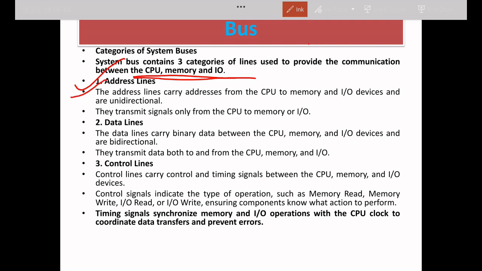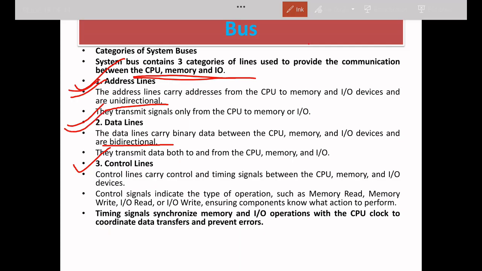The second one is the data lines. What is the meaning of data lines? The data lines carry binary data between the CPU, memory and input device, and they are bidirectional. This one is bidirectional, the earlier one was unidirectional. In both cases you are transferring data or instructions between the CPU and the input output device.